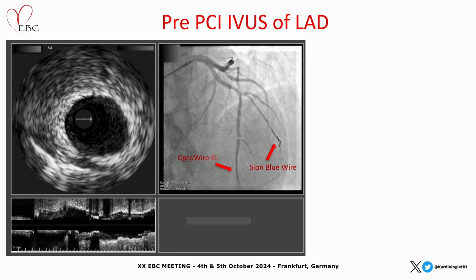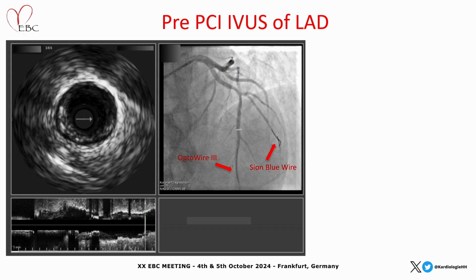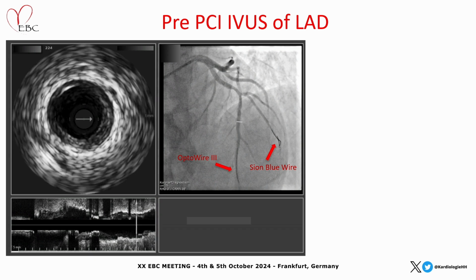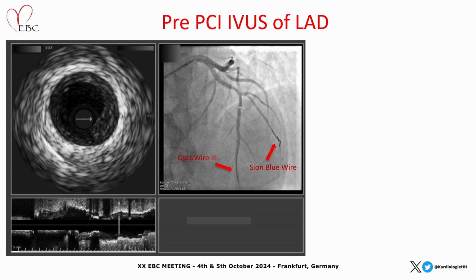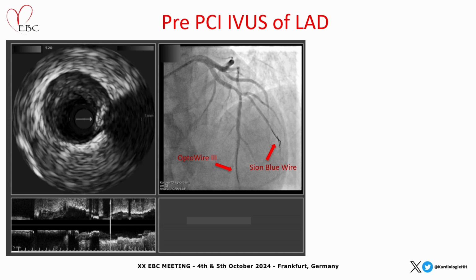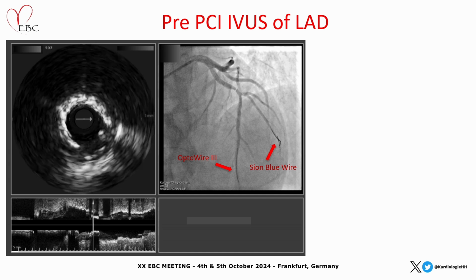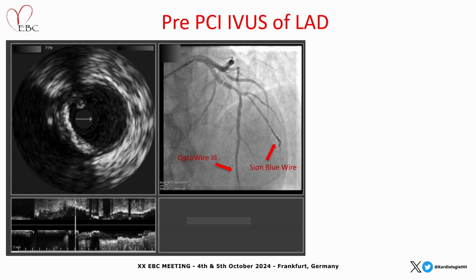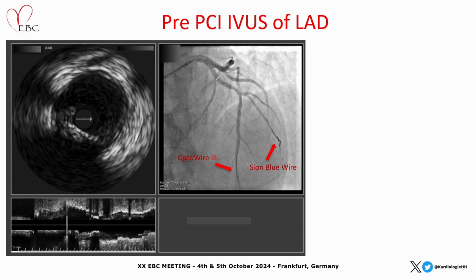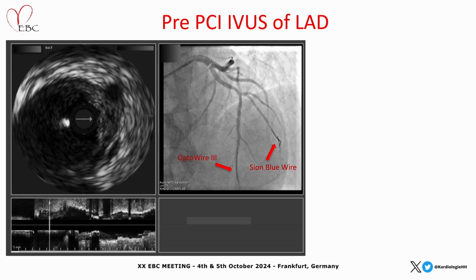And I will now show you the SyncVision pullback coming from the LAD. You see this diffuse lesion, plaque burden. Now it's becoming a little more plaque burden. And here, extensive plaque burden. And you see here calcification. What you can't see on the angiogram, you see it now on IVUS. And you see a very big vessel, LAD, coming back to the left main with a good lumen.